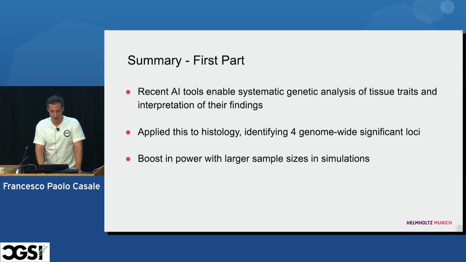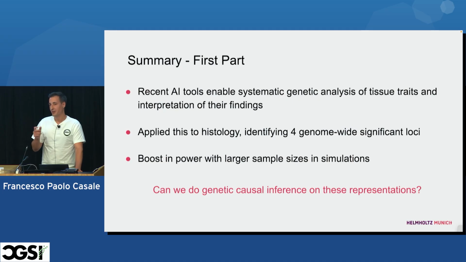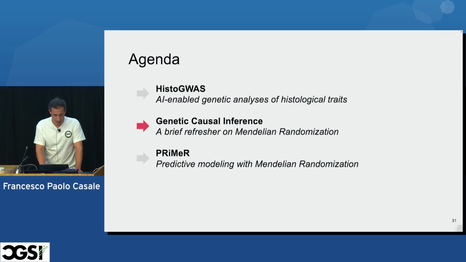So we know that these models give us powerful representations. And the next question that we asked: can we do genetic causal inference on these representations, right? Can we use methods like Mendelian randomization to assess whether a specific direction in this representation has evidence of causality for a disease? And if that happens, we would find tissue processes that are upstream of disease. So that brings me to the second part of the talk, where we'll talk a bit about genetic causal inference, giving a brief refresher on Mendelian randomization first, before going into our work.